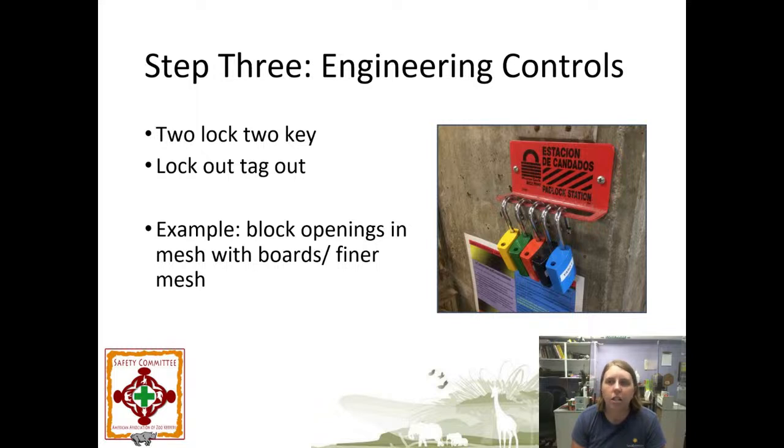So 2 lock, 2 key, this is just a very quick summary. It's the idea that if you have a door that allows you to go in with a dangerous animal, instead of one person having a key that opens that door completely, you have 2 people and you have 2 different locks and you have 2 different keys. So if I wanted to open a door to clean that could potentially hold a dangerous animal, I would need a coworker to come with me. I'm physically unable to open the door by myself. Physically unable. So that's an engineering control.